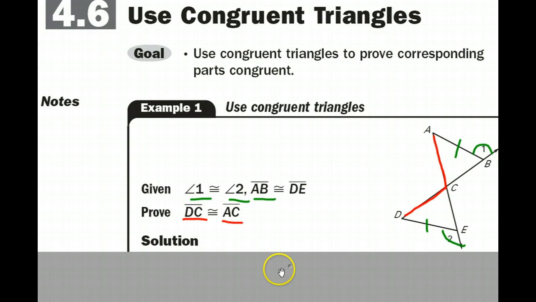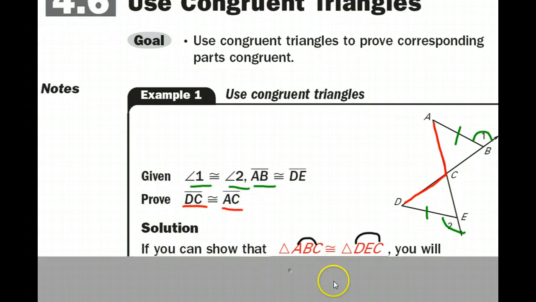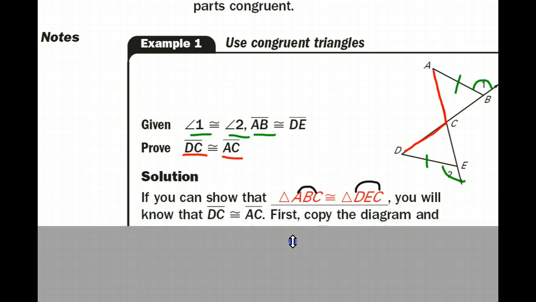Well, in order to prove this, our plan of action is to first prove that the triangles ABC and triangle DEC are congruent. Because if we can prove that triangle ABC is congruent to triangle DEC, then we can match up and know by CPCTC that DC is congruent to AC. So our goal is to first show that the two triangles are congruent. So once we do that, we'll be able to continue on.